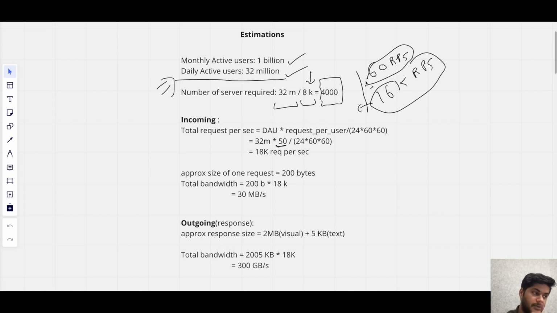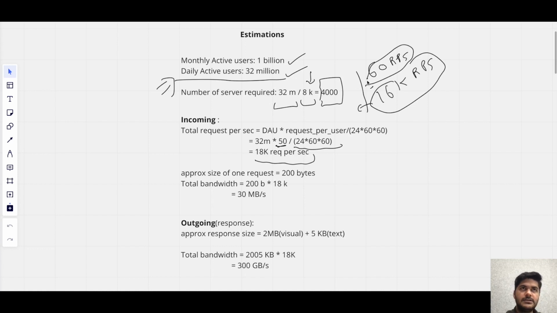50 requests every day, then my per second request will be just divided by how many seconds are there in the day, and then ultimately we will get 18,000 requests per second will be my ingress. So I have to handle 18k requests per second.